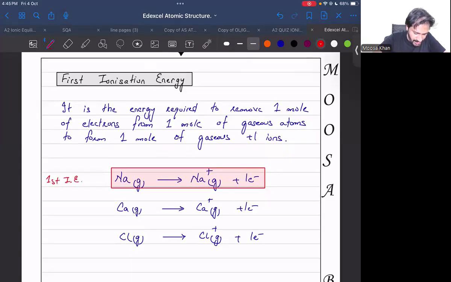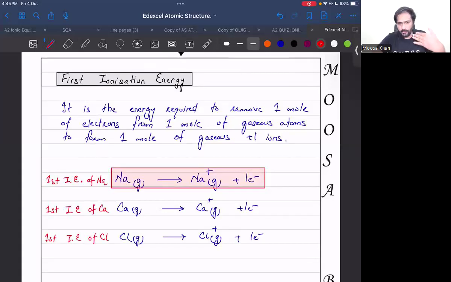I am writing ionization energy as IE in short. This is the first ionization energy of sodium. The second equation is the first ionization energy of calcium. This is the first ionization energy of calcium atom. And the last one is the first ionization energy of gaseous chlorine atom.